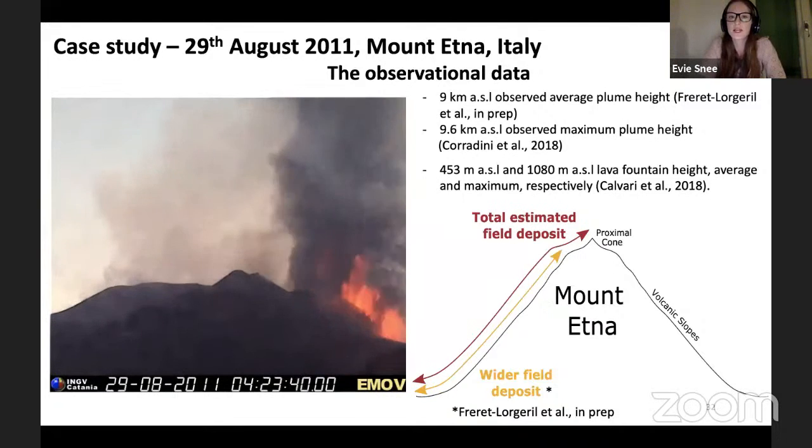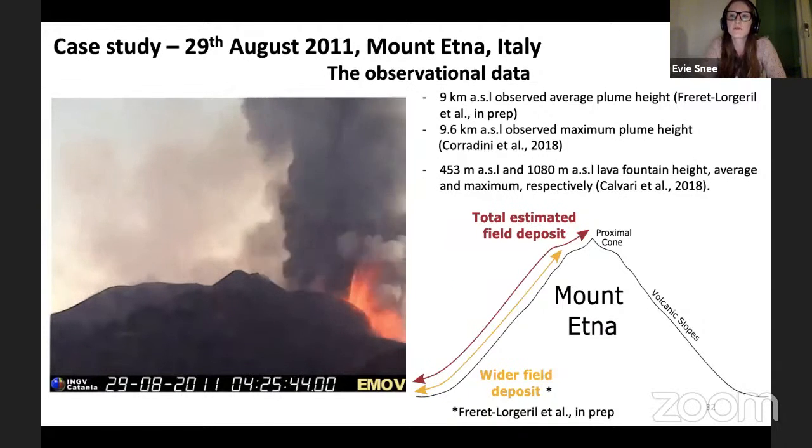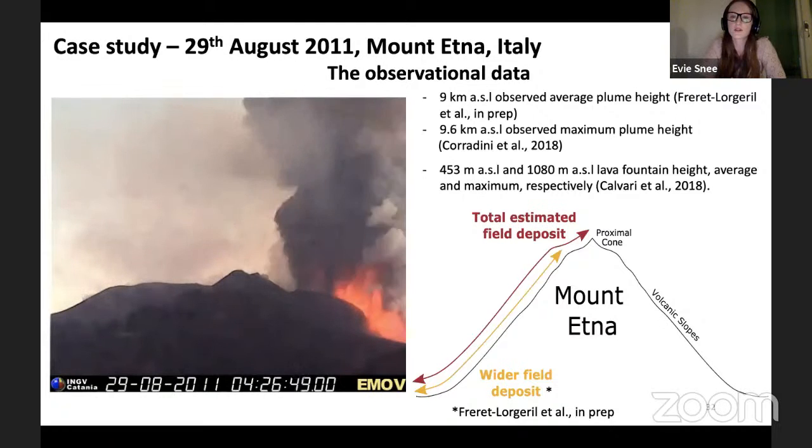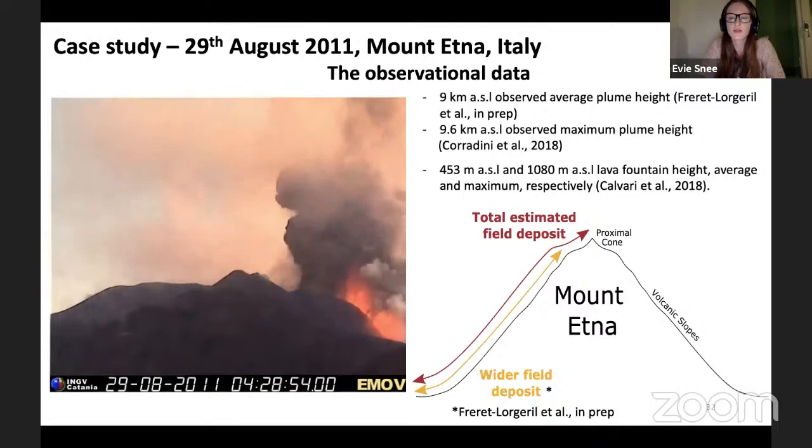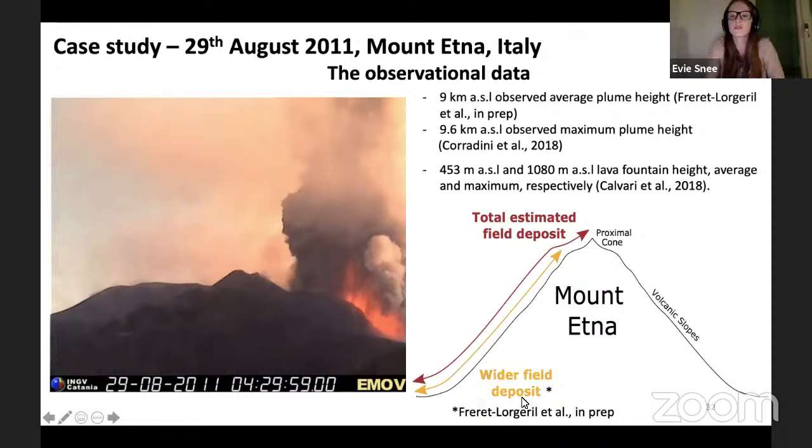This plume had an observed average plume height of 9 kilometers above sea level, and a maximum observed height of 9.6 kilometers above sea level. The height of the lava fountain has been reported as an average height of 453 meters above sea level, to a maximum height of just over a kilometer above sea level. In addition to this, the fall deposit has been analysed and a mass flow rate has been determined from it. We're going to call this the wider fall deposit mass flow rate.